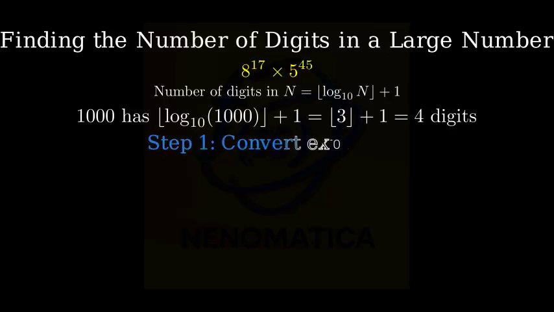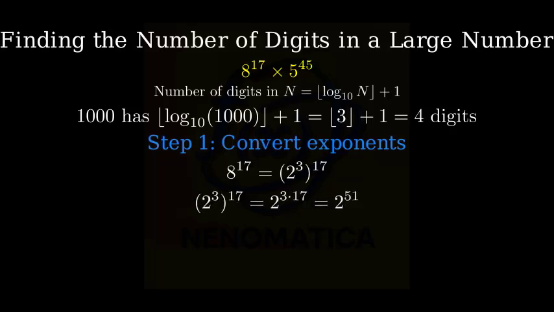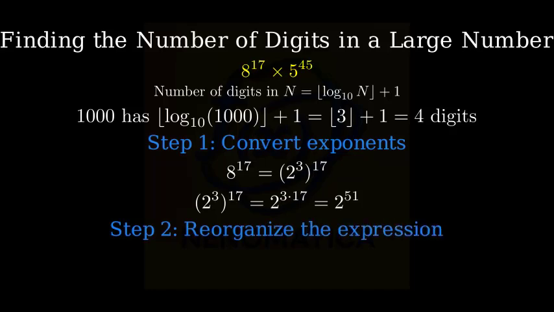Let's begin by working with 8 to the power of 17. We can write 8 as 2 cubed. So 8 to the power of 17 becomes 2 cubed to the power of 17. Using the power of a power property, we can multiply the exponents. So 2 cubed to the power of 17 equals 2 to the power of 3 times 17, which is 2 to the power of 51. Now, let's work on the second part of our expression, 5 to the power of 45.